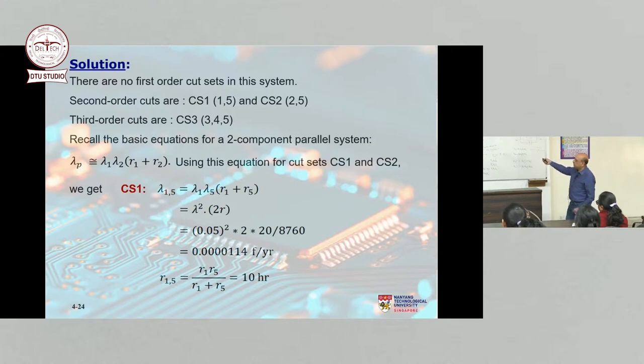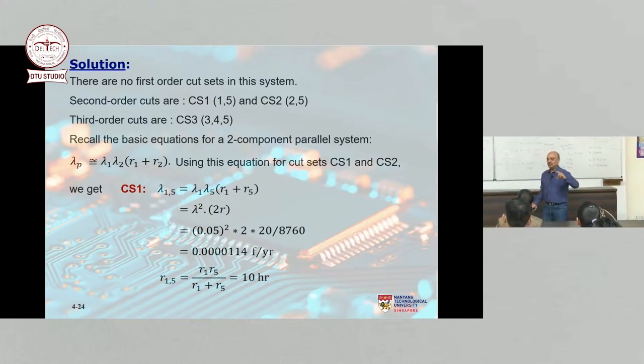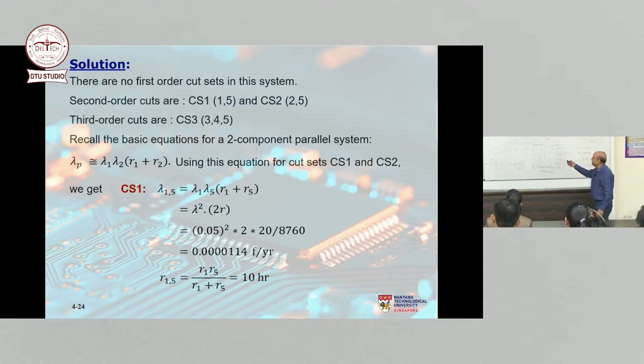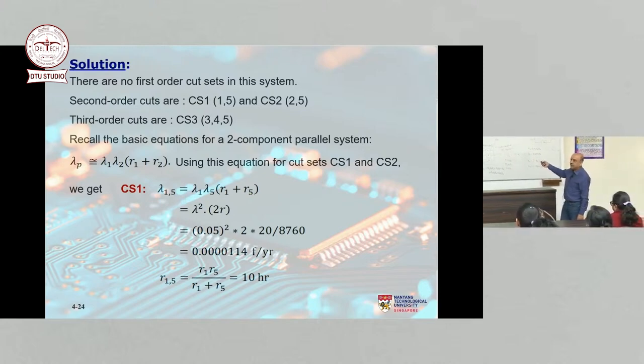So if you recall the equation of 2 components in parallel, and I repeat again, the elements of a cut set are connected in parallel. We must use the equations for parallel. Just now we derived them, right? So a second order cut set, the equation you remember, lambda 1, lambda 2 times R1 plus R2, right? So here the elements are 1 and 5. So lambda 1, lambda 5, R1 plus R5. Now, since all the components are identical, lambda 1 is same as lambda 5. So this becomes lambda square. And R1 is same as R5. So this becomes 2 times R.